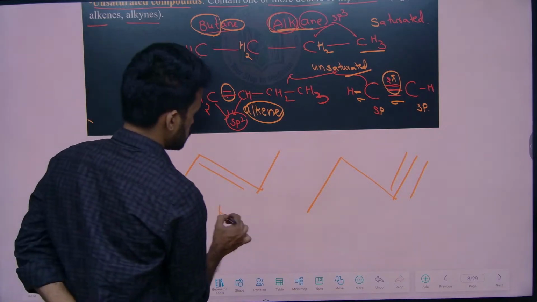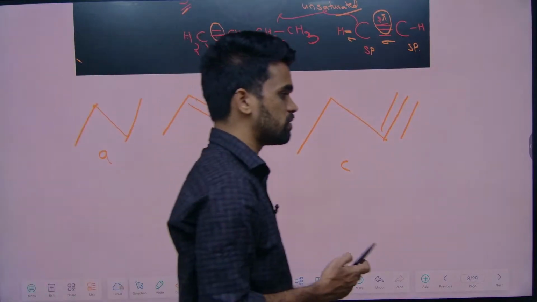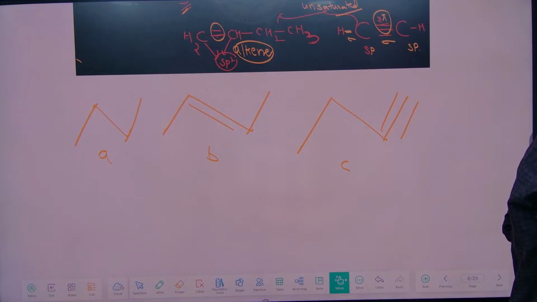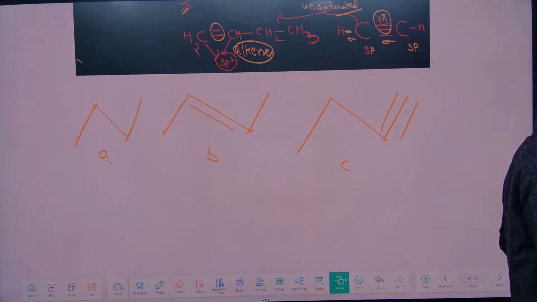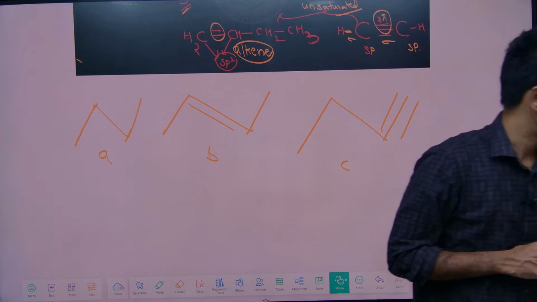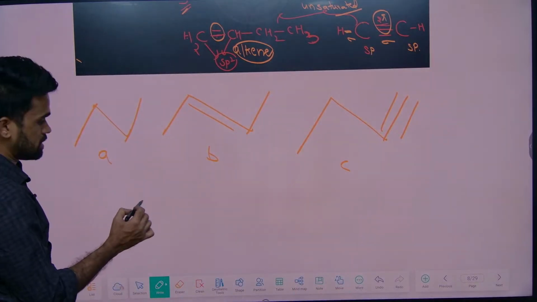A, B, C. So just identify and tell me which of them are saturated and which is unsaturated out of these A, B, C options. Those who are watching, feel free to express your answers in the comment box. Whoever is watching, please respond based on your understanding. Okay, right. Next, we'll add a few more questions, a few more examples.